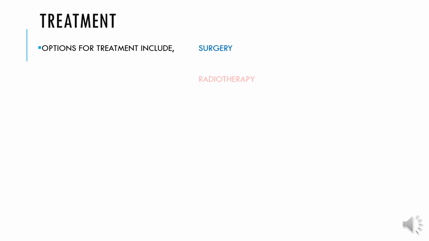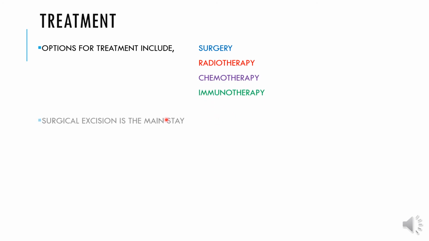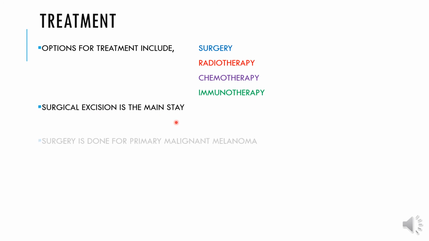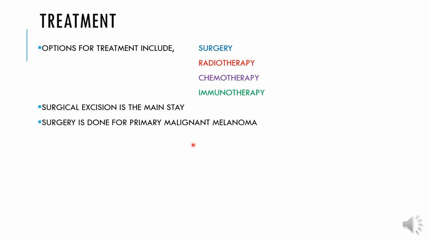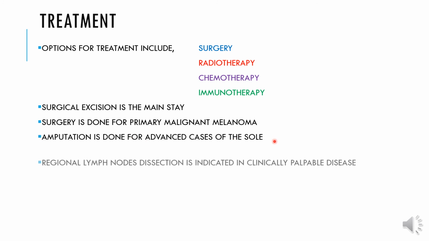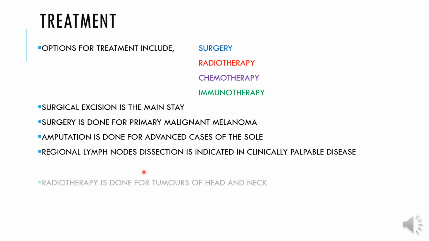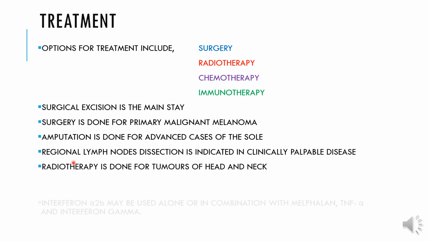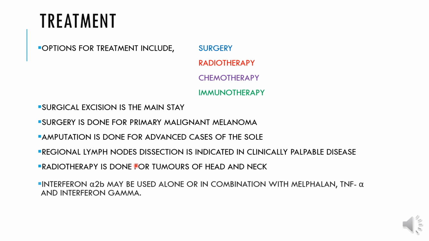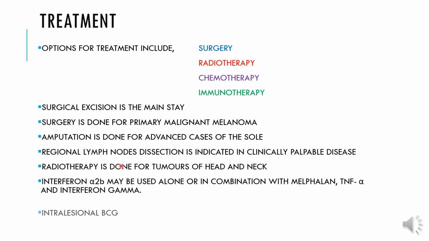Treatment. Options for treatment include surgery, radiotherapy, chemotherapy, and immunotherapy. Surgical excision is the mainstay. Surgery is done for primary malignant melanoma. Amputation is done for advanced cases of the sole. The regional lymph node dissection is done when there is regional lymph node affectation. So when the regional lymph nodes are affected and clinically palpable, regional lymph node dissection is done.